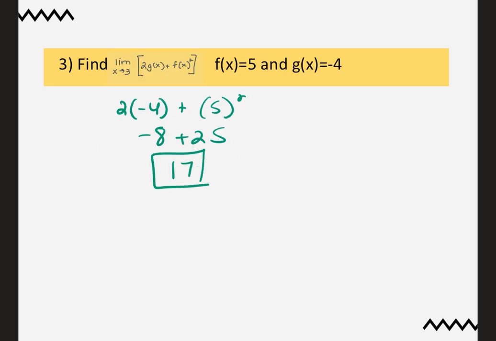Number 3, now it says to find the limit as x approaches 3, given 2 times g of x plus f of x squared. So I literally took the limit of g of x, which was -4, multiplied it times 2, and I got -8. And then took the limit of f of x, which is 5, and squared it. I got -8 plus 25, which is 17.